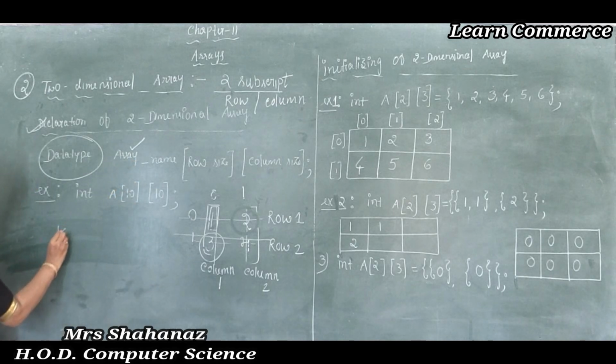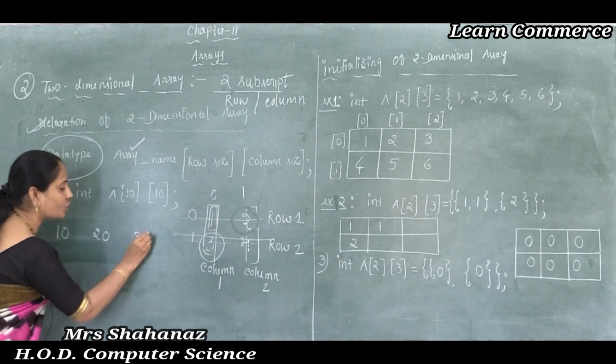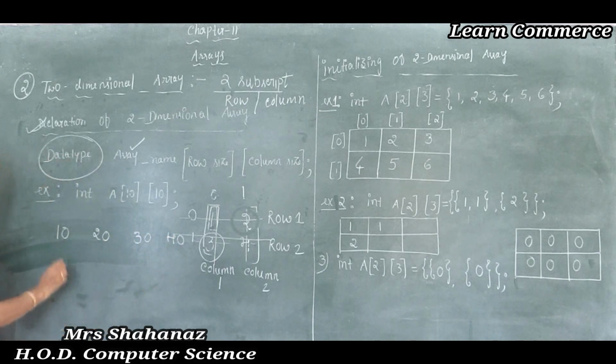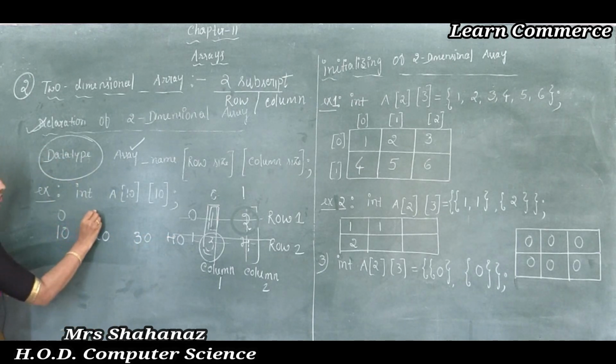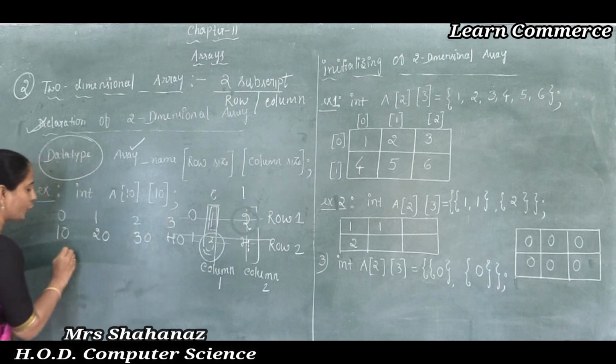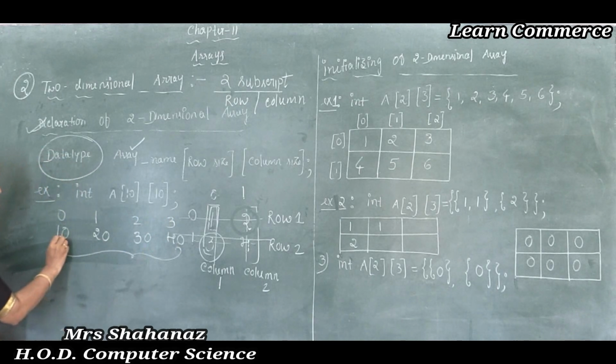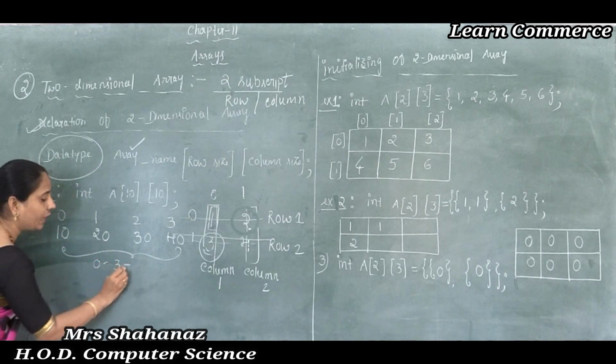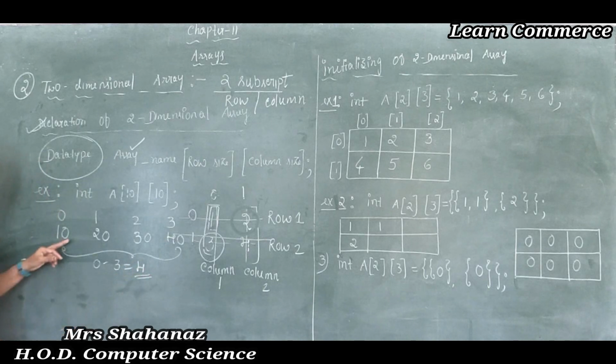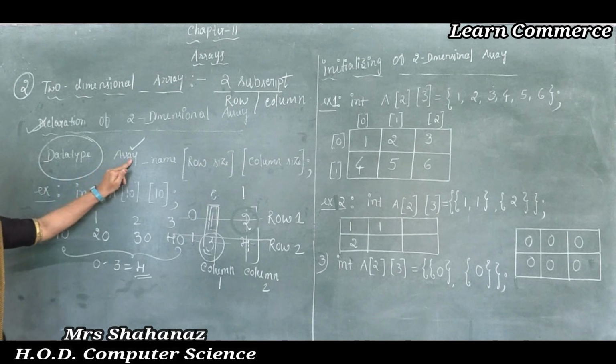For example, 10, 20, 30, 40. How many elements are there? The positions start from 0, 1, 2, 3, so going from 0 to 3 there are 4 elements. All the 4 elements have the same name, which is A only, and the data type is also the same, that is int. So this is the meaning of the array underscore name.